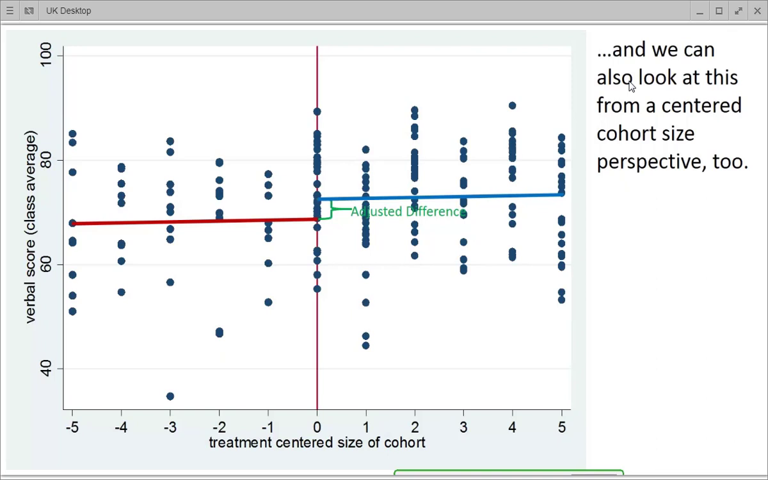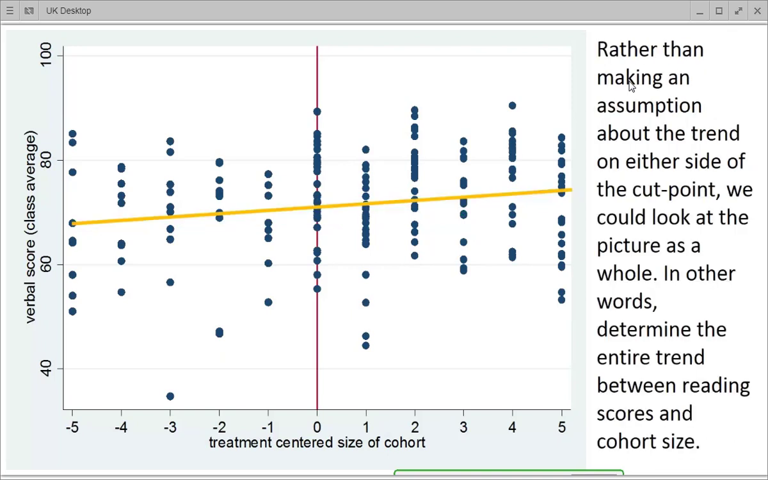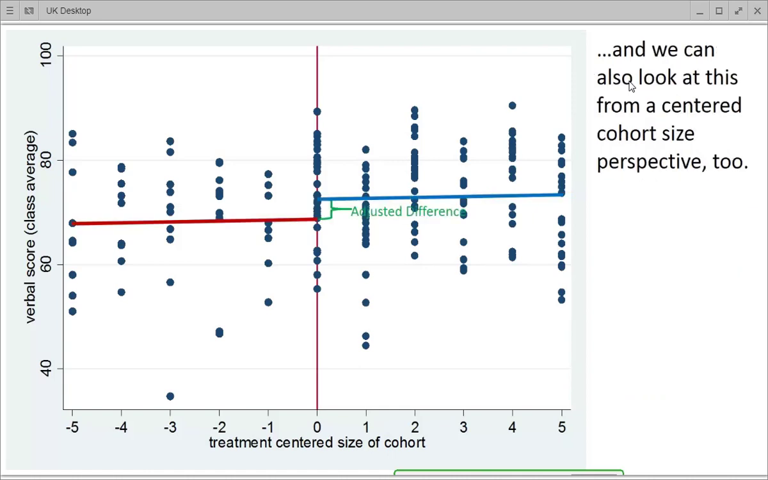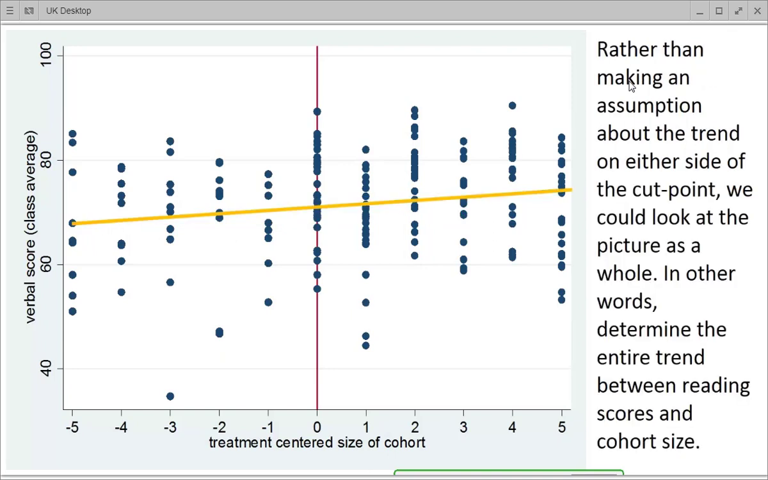So before going forward, just to review, I'm trying to focus in here on the adjusted test score difference between individuals enrolled in smaller classes as a result of having a large enough cohort size versus larger classes. And in order to get a cleaner estimate of that impact, I need to account for the trends underlying the relationship between cohort size and test score. Previously I made an assumption using data on the left-hand side and data on the right-hand side to get at the two trends. There may be an underlying trend that exists across the entire data set that we want to take into account, in other words, the trend between reading scores and cohort size.